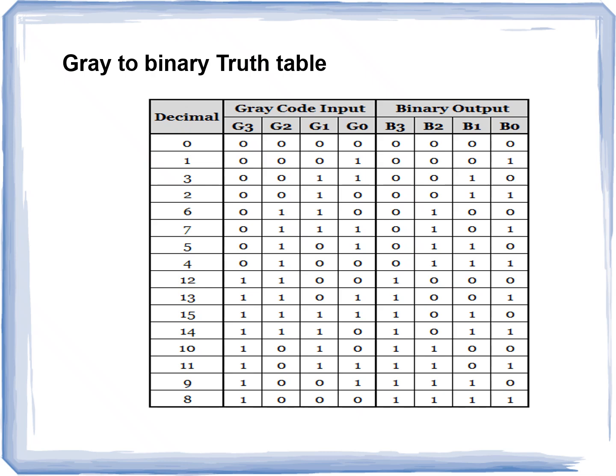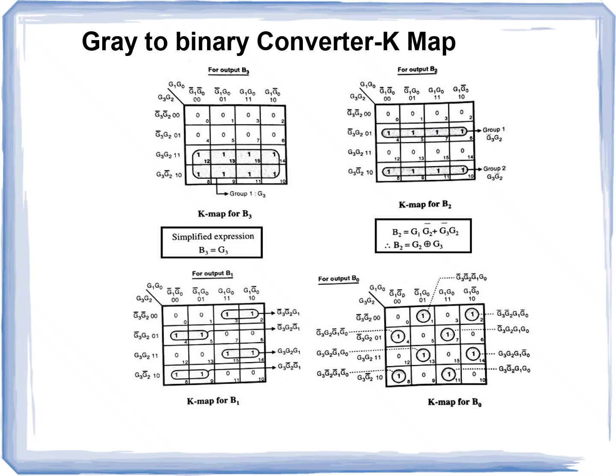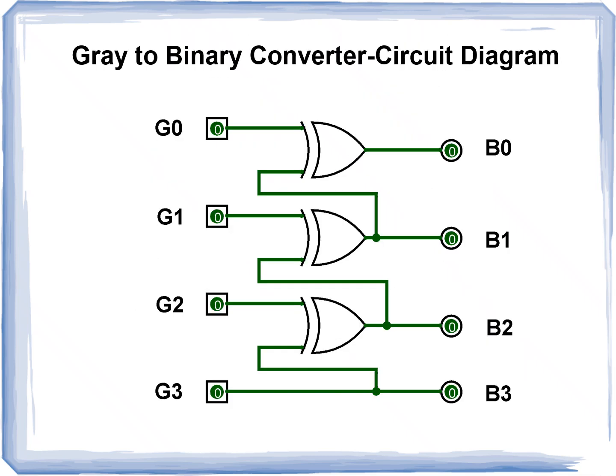Next, we are going to see the K-map simplification for the gray to binary converter. Like the binary to gray converter, here also we have performed the simplification. For the K-map simplification, B3 is equal to G3, B2 is equal to G2 XOR G3, B1 is equal to G1 XOR B2, and B0 is equal to G0 XOR B1. The same thing which we did in the binary to gray conversion, we do for the gray to binary conversion.